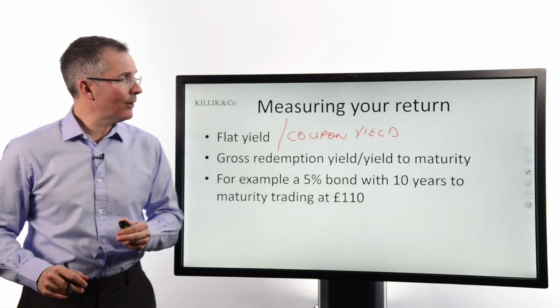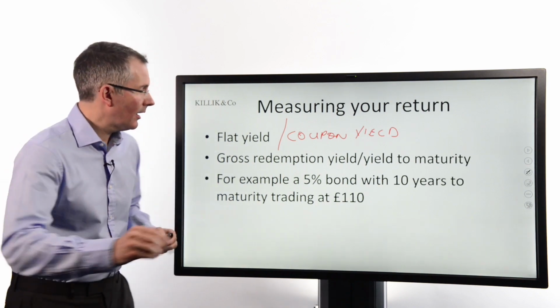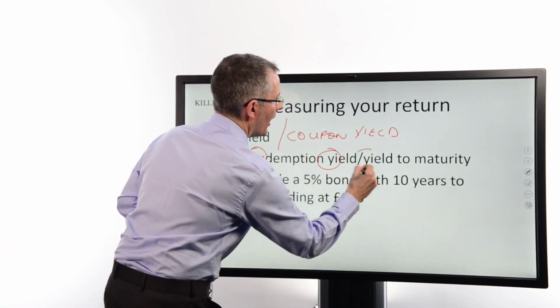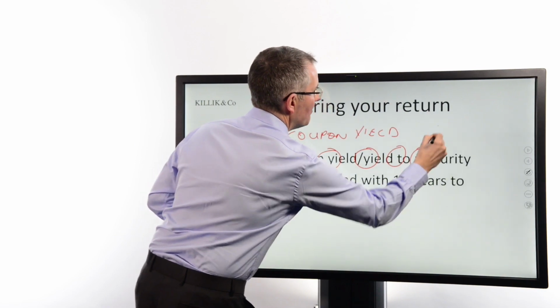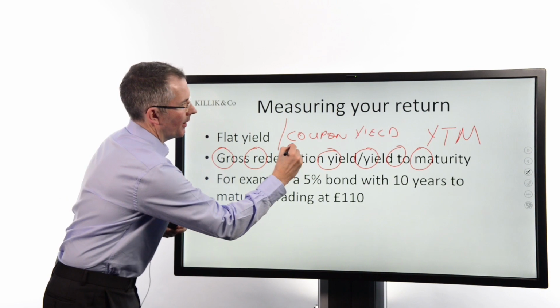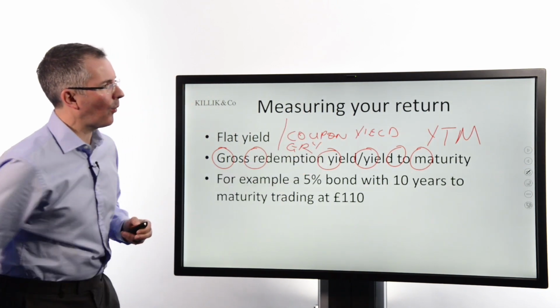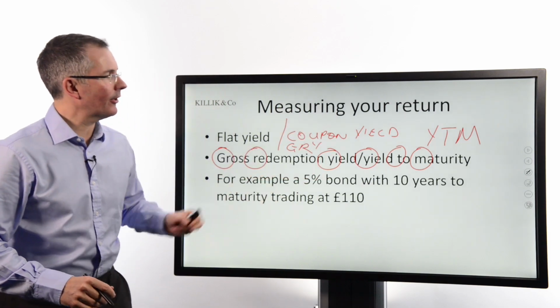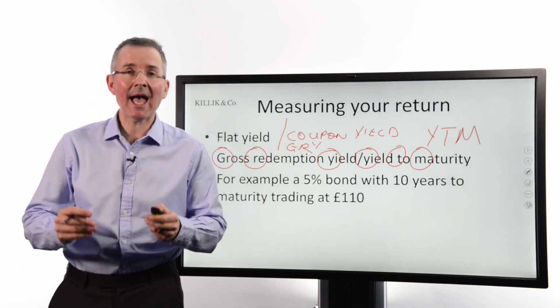The gross redemption yield and the yield to maturity are quoted quite often on reports and in newspapers, GRY, YTM, for example. You'll see them quoted like that. That gives you the total return taking any capital gain or loss into account.